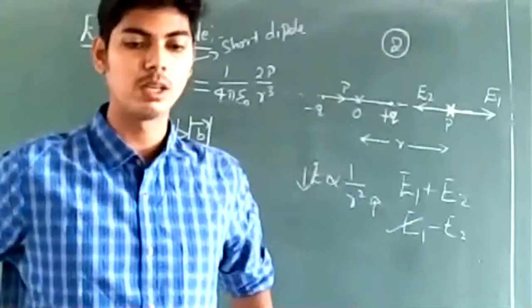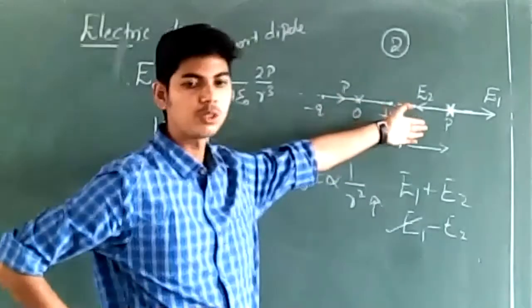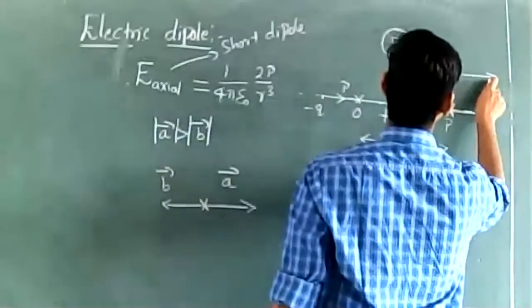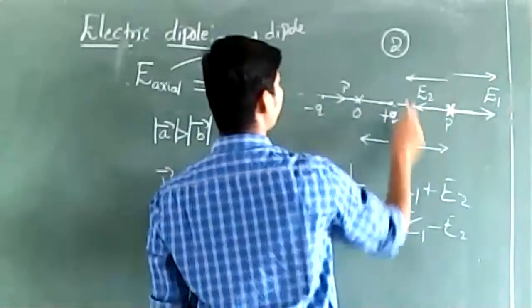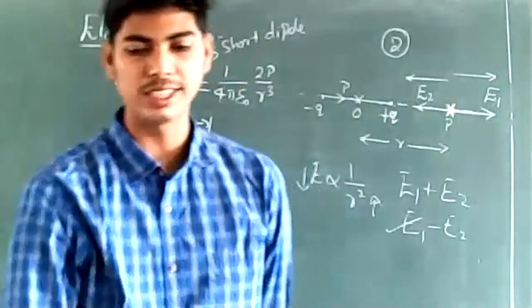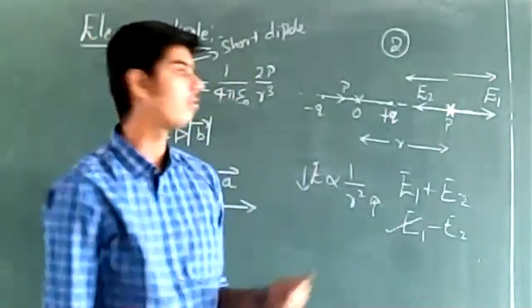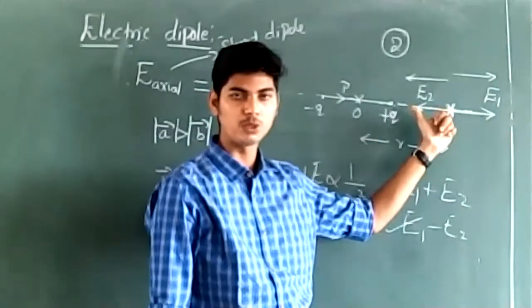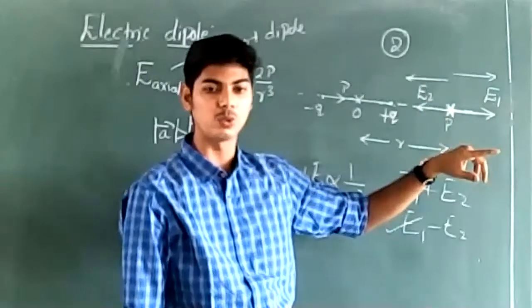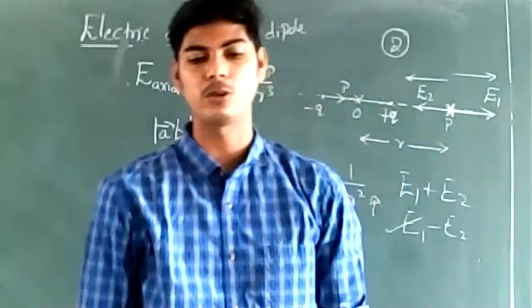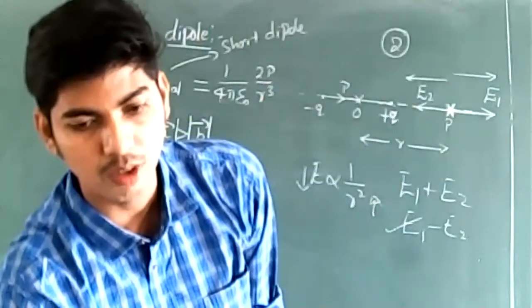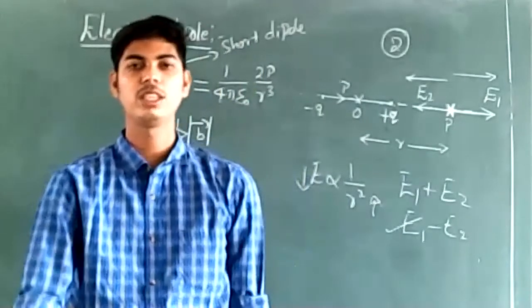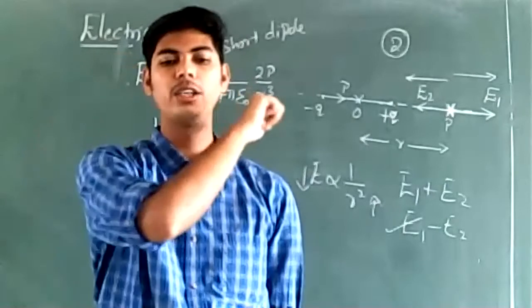What should be the direction of the resultant vector? Whether the resultant vector should be in the direction of E1 or in the direction of E2. What should be the direction of the resultant electric field at point P? The two electric fields are E1 and E2. E1 and E2 are acting in opposite directions, so the net electric field is E1 minus E2. So what should be the direction of that E1 minus E2? Whether that E1 minus E2 should be in the direction of E1 or in the direction of E2.